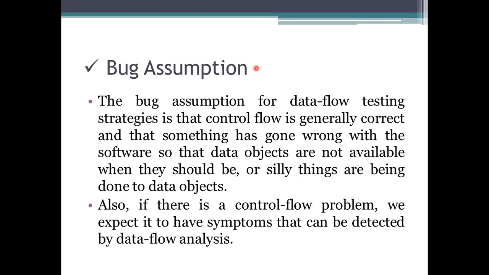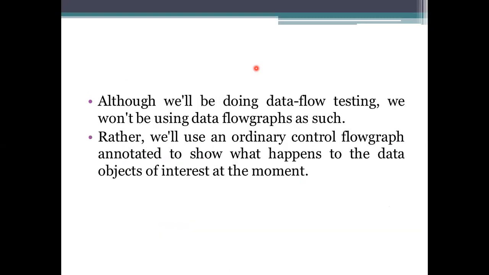Coming to the next one, we need to specify the bug assumption. So the bug assumption here is, whenever we are dealing with the strategies of processing these data objects, we need to consider everything for processing. Means we need to use not only the control flow graphs, but also specify whether they have been used in a clear manner or not. How am I going to know? Here, I need to take a flow graph representation and annotate it.